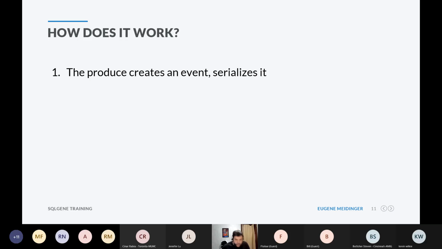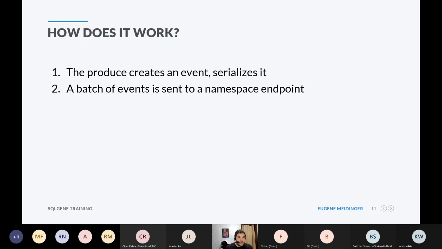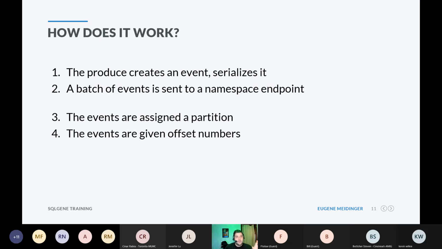If you're using the schema registry, you could use something like Avro or what have you. Then you're going to create a batch of events. The whole idea is that it's not particularly efficient to send one event at a time, although you can. Instead, you might want to create a batch of 100 events and then send them all to a namespace endpoint. So that's the producer side. And then the events are received and they're assigned to a partition and they're given offset numbers within that partition.